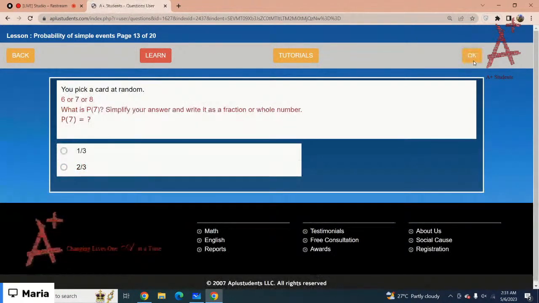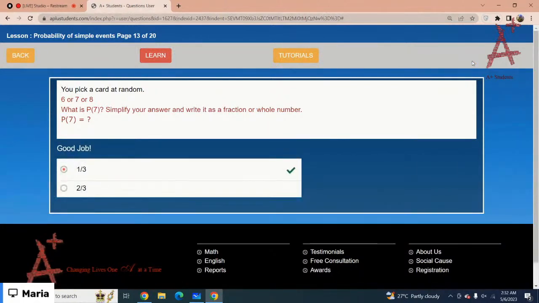You pick a card at random. What is the probability of getting 7? Which is the correct option? You have three outcomes, 6, 7, or 8. So getting 7 is 1 out of 3. The total outcomes are 3, and for the 7 it is just 1, so it would be 1 over 3.